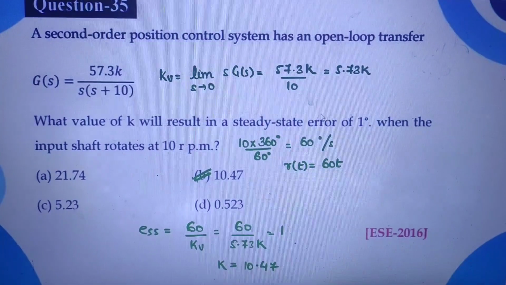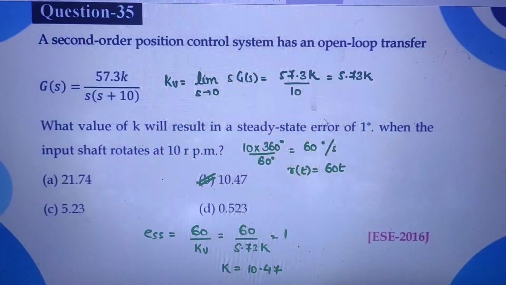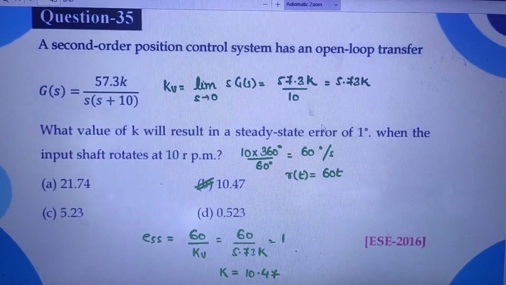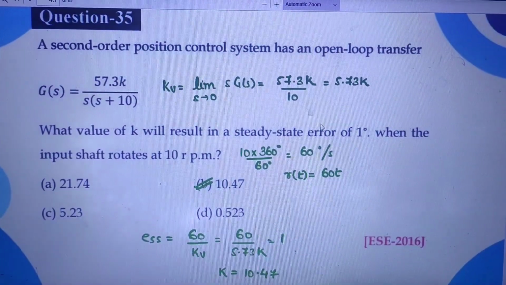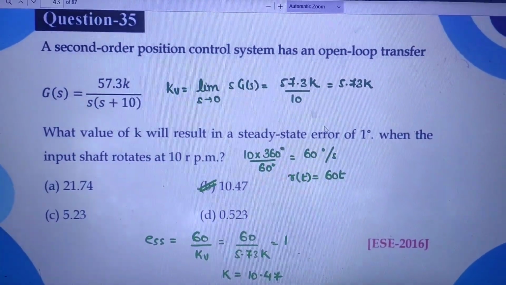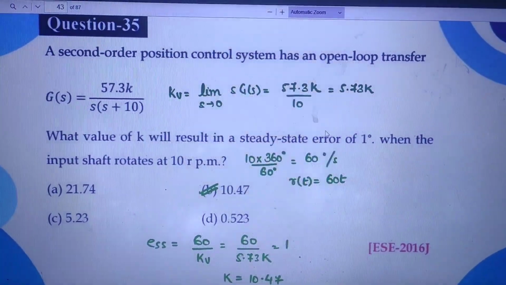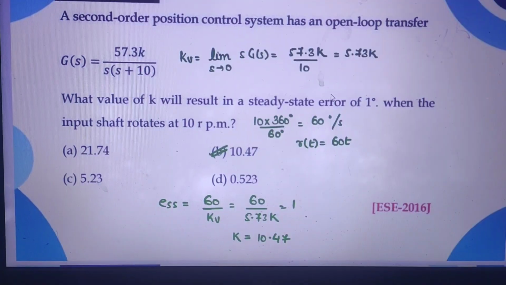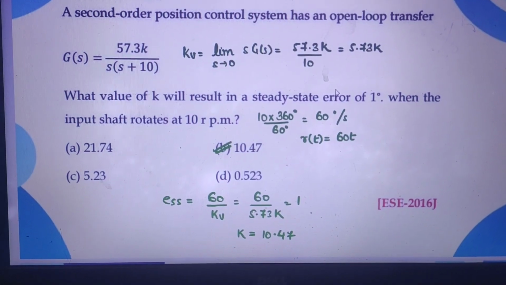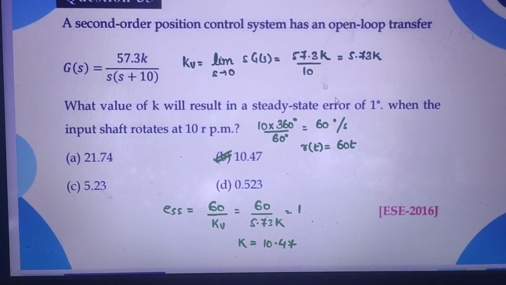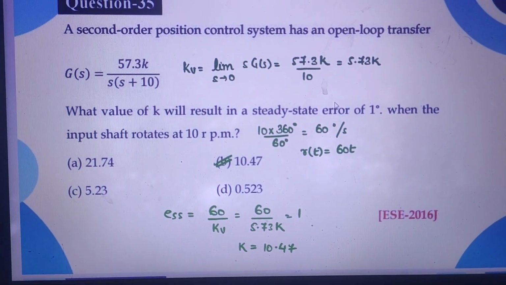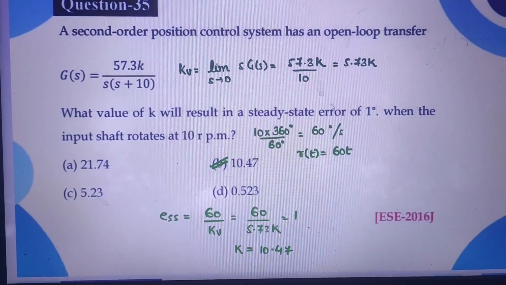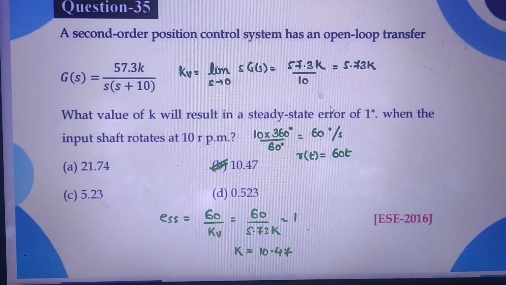To convert 10 rotations per minute into degrees per second, you have to multiply 10 by 1 rotation, which is 360 degrees, divided by 60 seconds. So 10 into 360 degrees by 60, you will get 60 degrees per second. Here r(t) is equal to 60t.